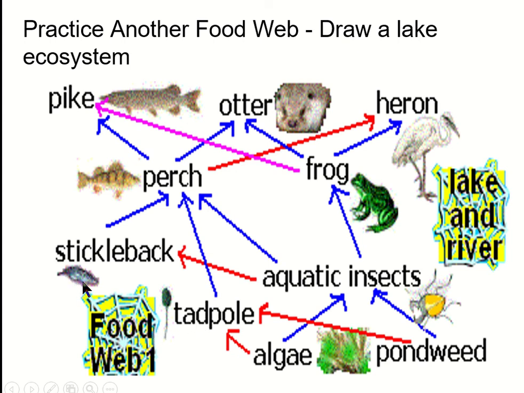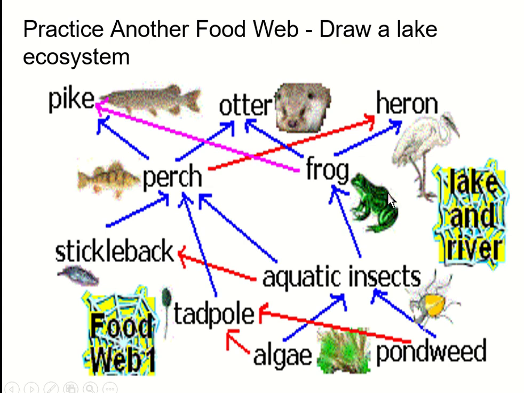Tadpoles and small stickleback, bugs, aquatic insects are crucial to the survival of a lake ecosystem. So your frog is going to eat those insects, and then you're going to have fish that are going to eat the bugs as well, and the small tadpoles. And then finally you're going to have the larger fish eating the smaller fish. It's a fish eat fish world out here.